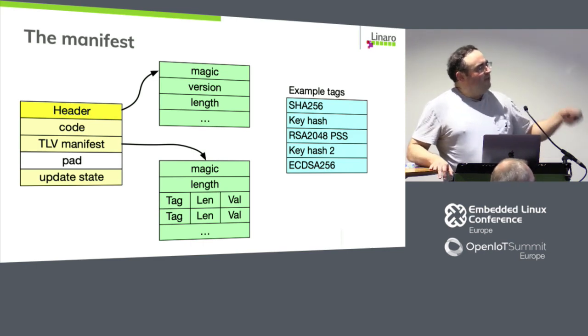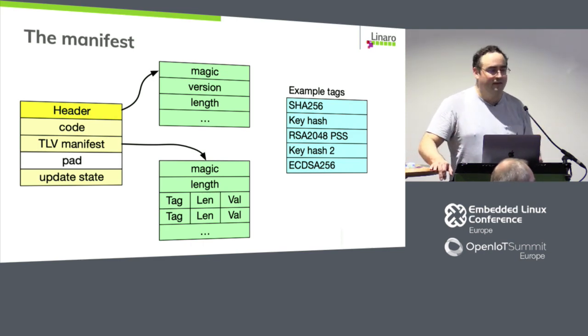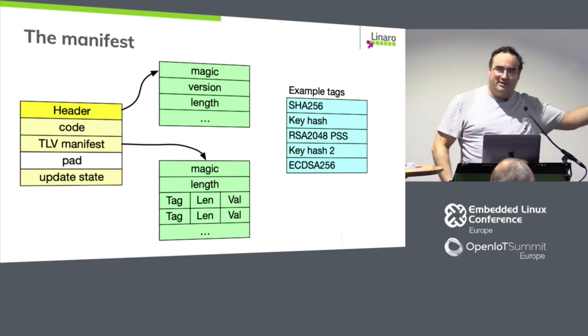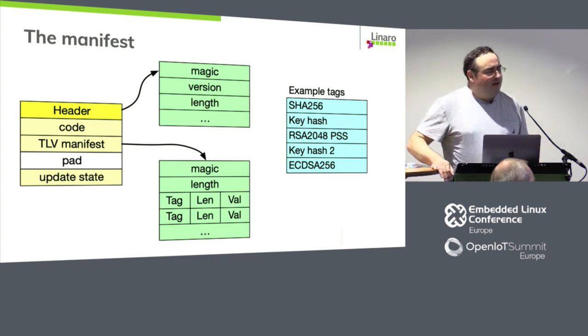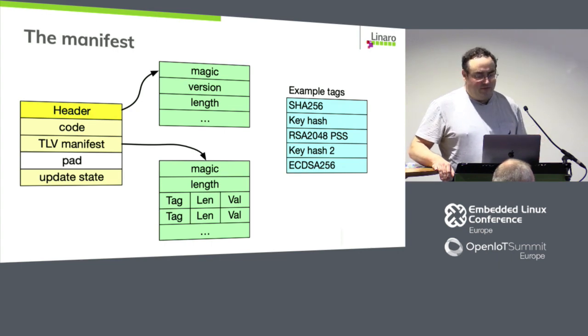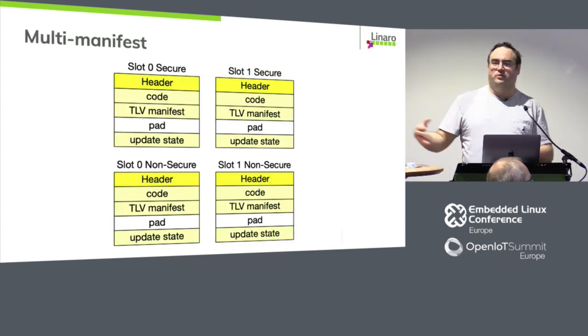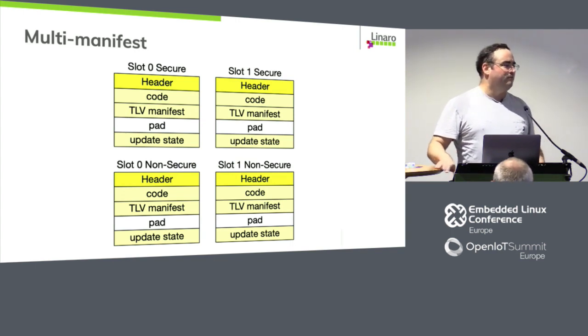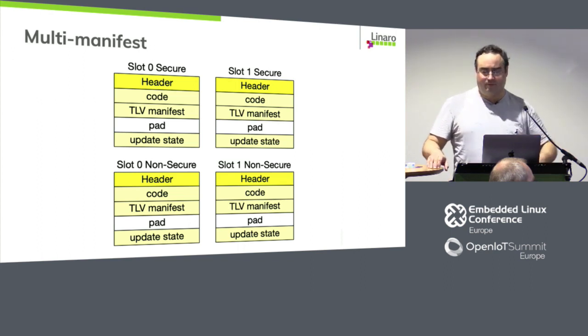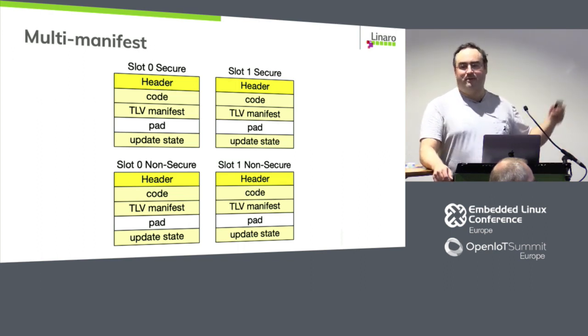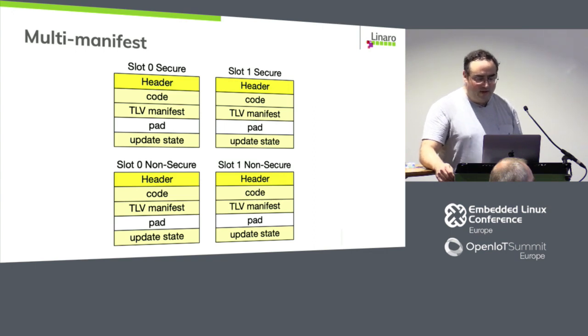So how do we expand this to multiple images? Right now this is embedded in the single image. The upgrade image has another one embedded in it. The most obvious way to expand this is by having multiple manifests. Before, we had an image and an upgrade. Now we have a secure image, a non-secure image, a secure upgrade, and a non-secure upgrade. So we can just put this same manifest on each one of them.